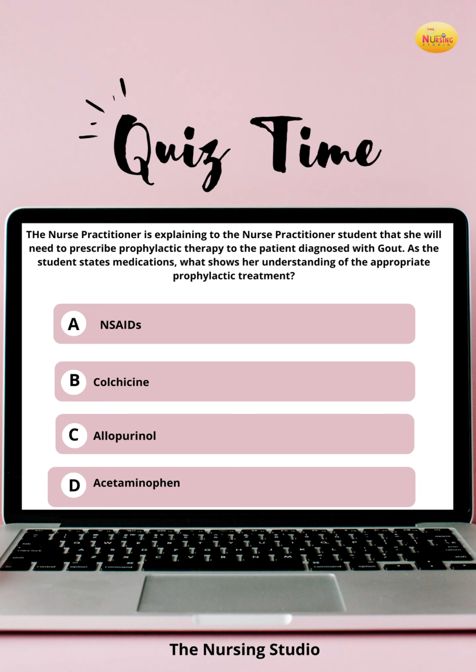The nurse practitioner is explaining to the nurse practitioner student that she will need to prescribe prophylactic therapy to the patient diagnosed with gout. As the student states medications, what shows her understanding of the appropriate prophylactic treatment? Is it A, NSAIDs, B, colchicine, C, allopurinol, or D, acetaminophen? Tell me what you think.